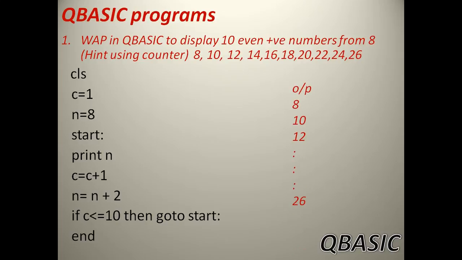How will the output be? The output will be like this: 8, 10, 12, up to 26. Why up to 26? Because 10 even positive numbers from 8 will go up to 26.